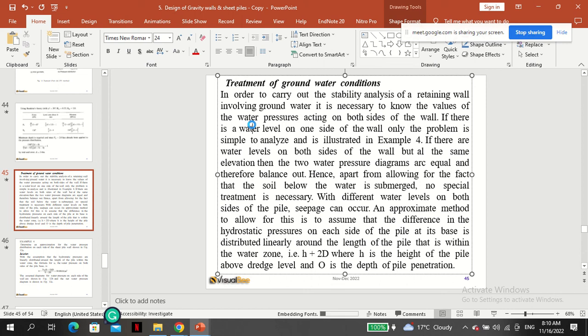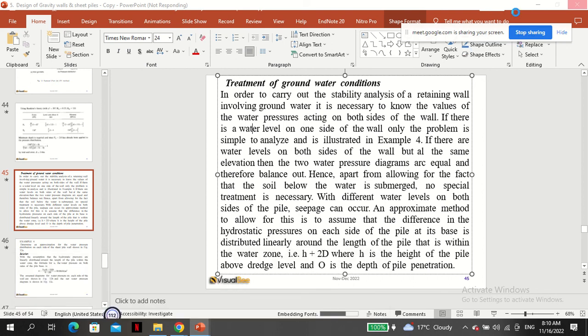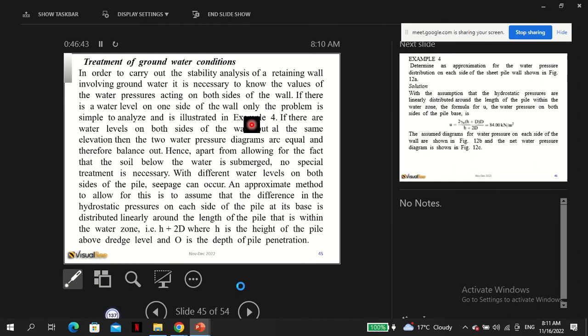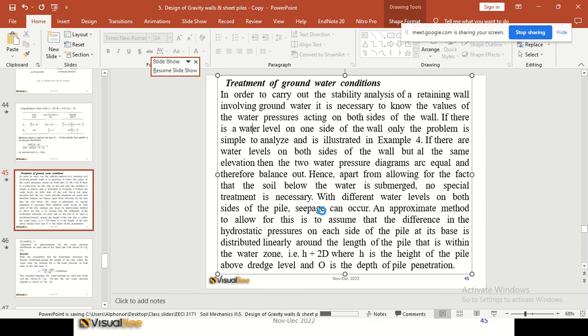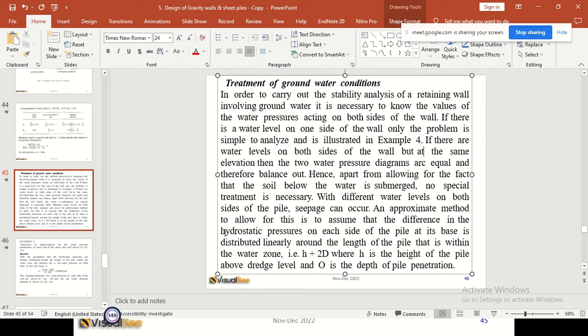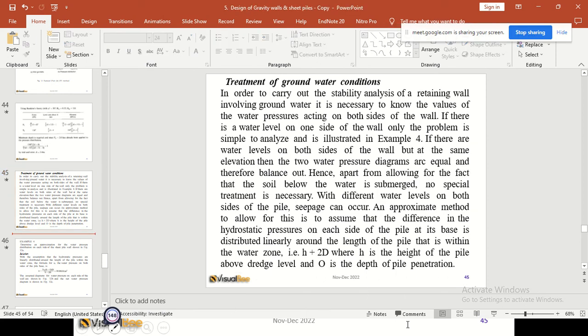If there is water level on only one side, so if there is water on both sides at the same elevation, then the earth pressure values, the lateral forces can cancel each other out.